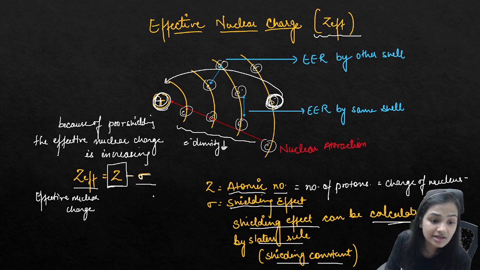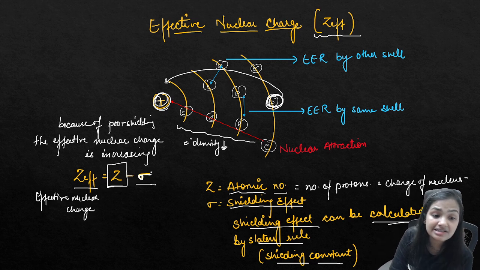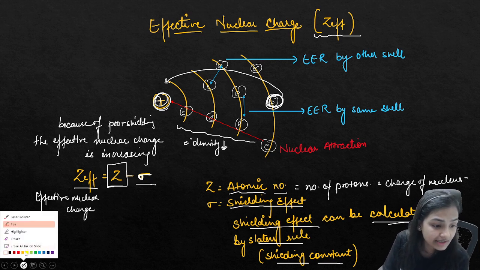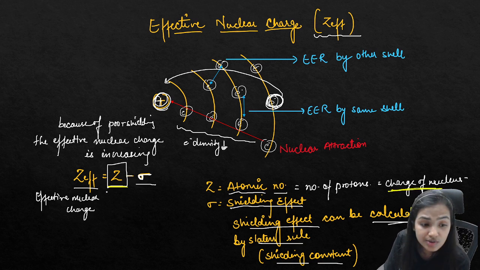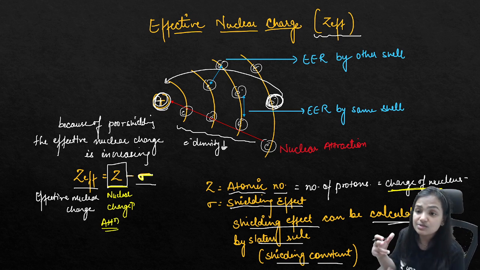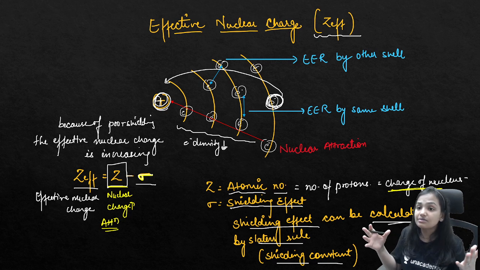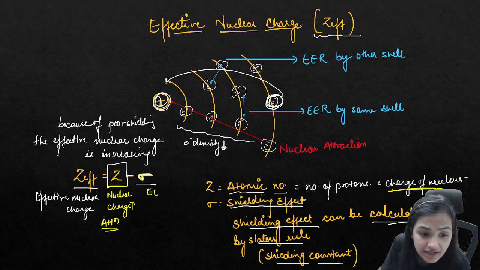So what I want to say is, we have to subtract this sigma, we have to subtract this repulsion. Why? Because Z is the nuclear charge. The nuclear charge will basically try to attract, so as the nuclear charge increases, the attraction increases. And sigma is the shielding by the inner electrons, that is the repulsion by the inner electrons. The shielding is basically the electron repulsion by inner electrons.